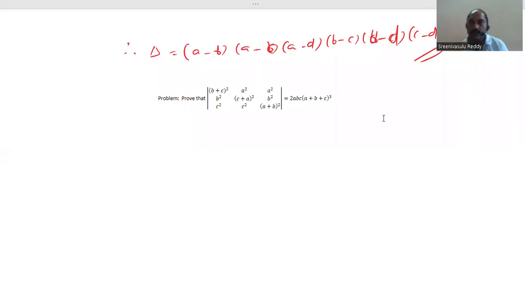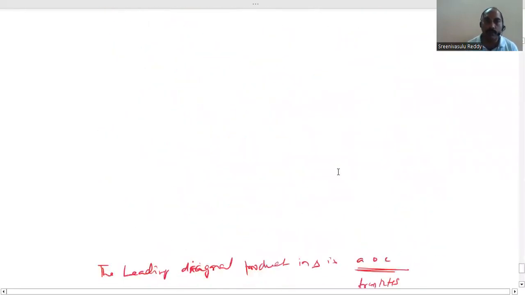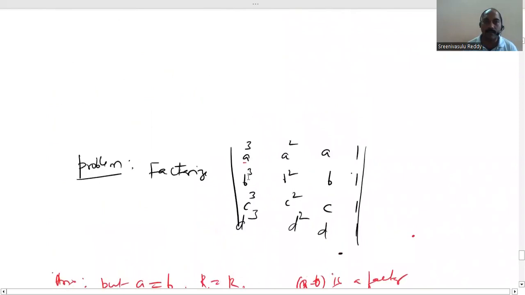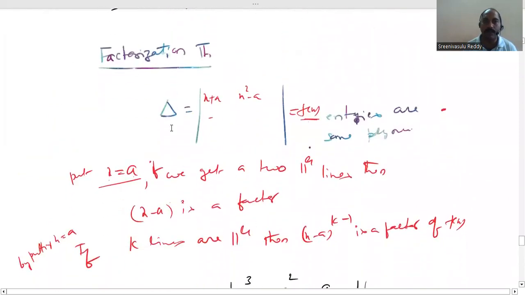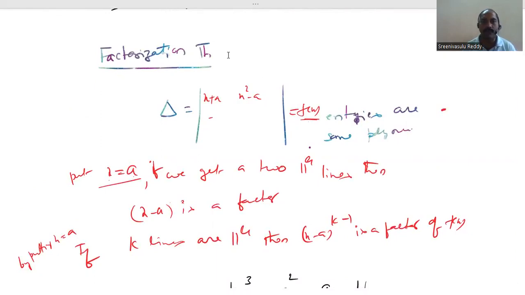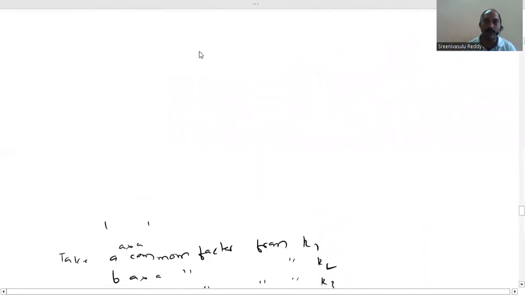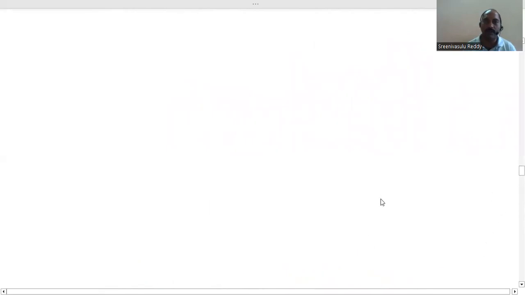Next problem based on the factorization. Second problem. So factorization method. Factorization method means this is the process. It is a property. Actually, we call it a property. Basically, this theorem. There are eight properties to find the determinant of a matrix.